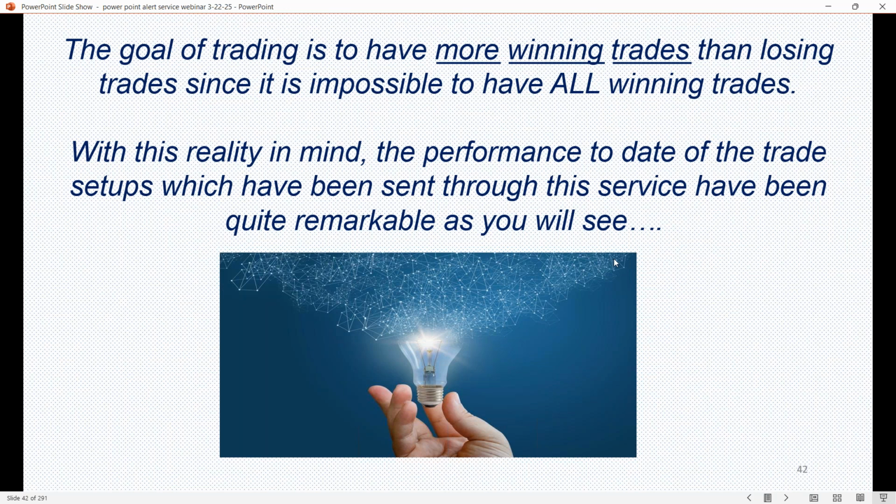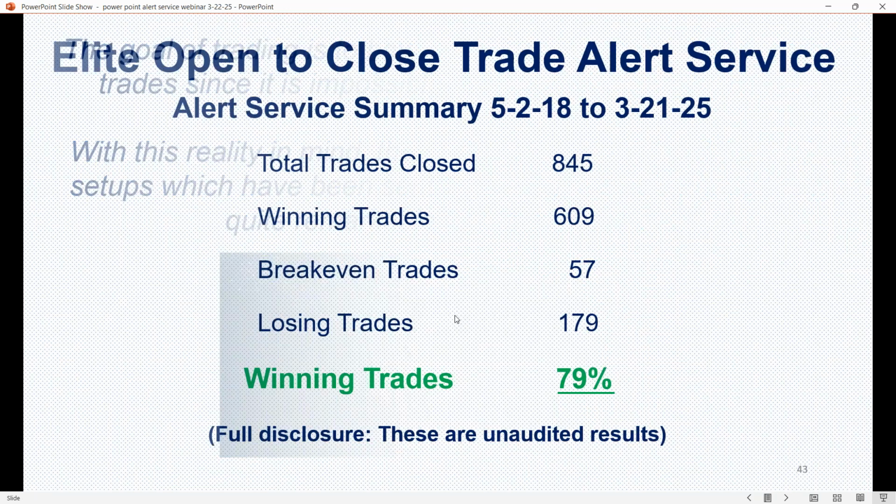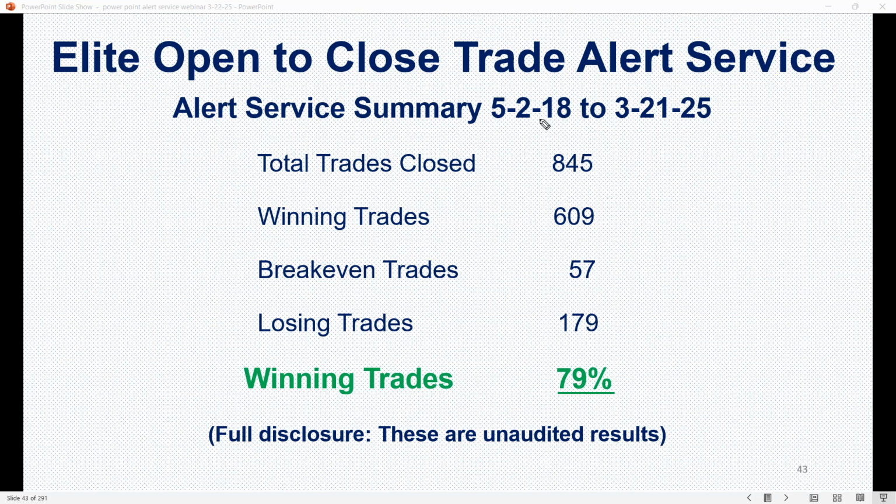So with this reality in mind, the performance to date of the trade setups which I've sent out to my alert members has been really remarkable if you break it down. I started the first alert back in 2018, and through yesterday, 2025, 6, 7, 8 years, wow, we've had 845 trades closed out. Again, these are unaudited, just the summary. 609 winners, 57 break even, 179 losers, high winning percentage going back to 2018. That's awfully good.